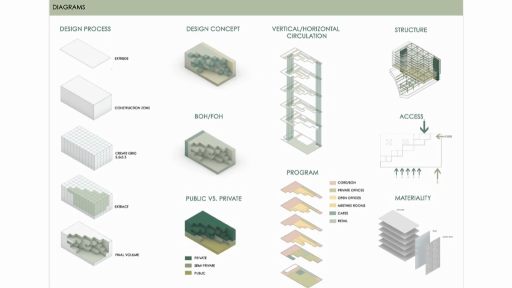Moving on to diagrams, I wanted to start with explaining the design process. As you can see, we created the texture from extraction. We extracted by following a grid that is 5.5 meters by 5.5. We extracted based on shading, functions, lighting, and hierarchy. The second diagram is the design concept.